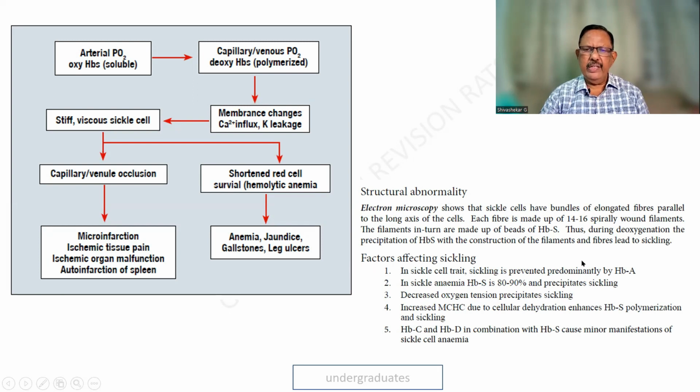The factors affecting sickling will be mainly the percentage of hemoglobin S, and it is prevented by hemoglobin A. Sometimes it can occur in combination with hemoglobin C and T.